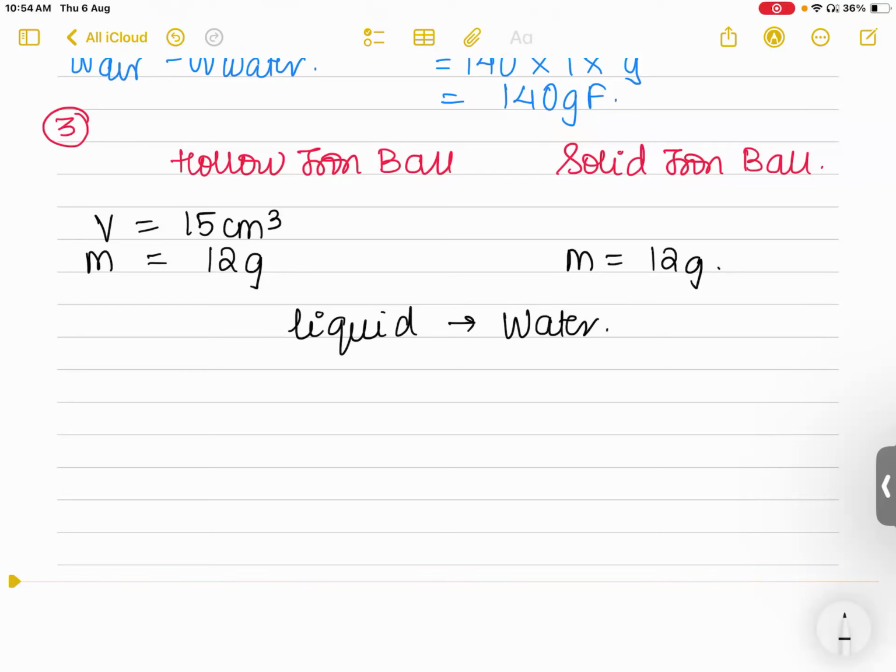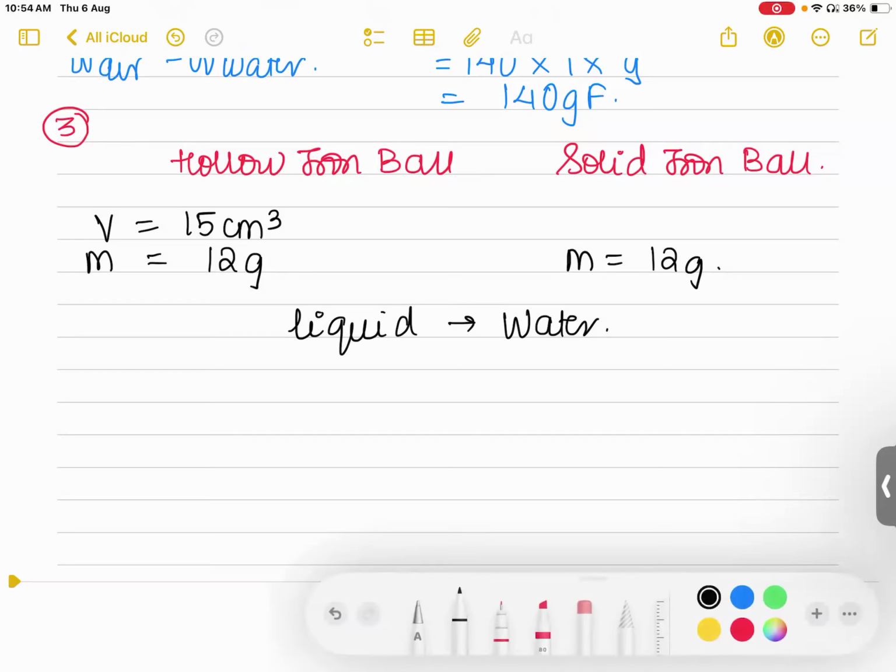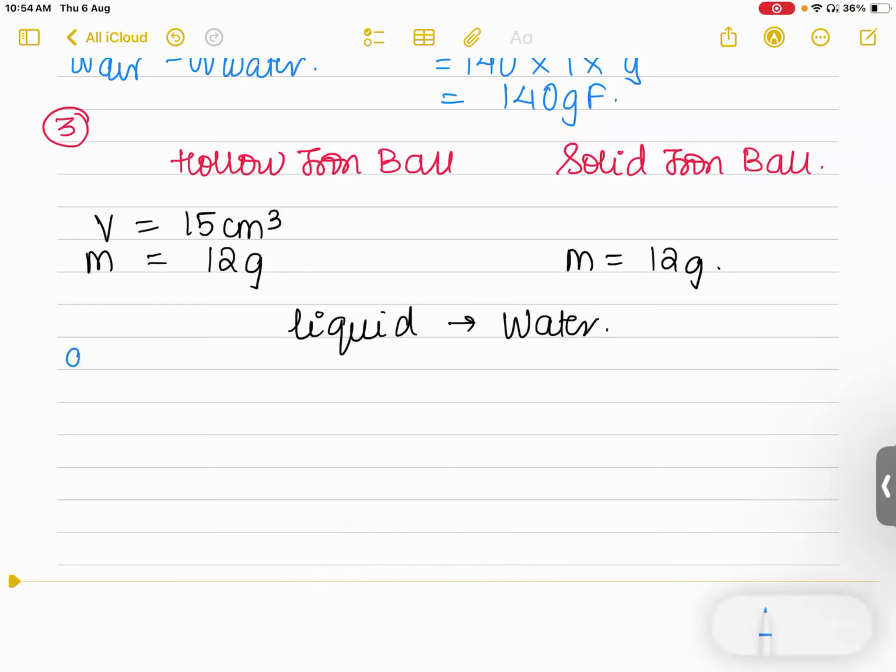I am supposed to find out first what is the upthrust acting on the object. This is simple. To calculate upthrust, I will try to find out upthrust in both the cases separately so that it becomes easier. I know the formula for calculating upthrust: upthrust is V rho G.